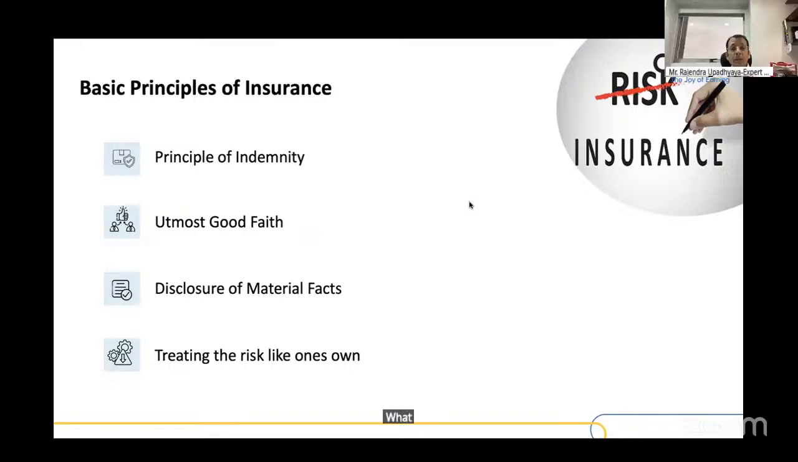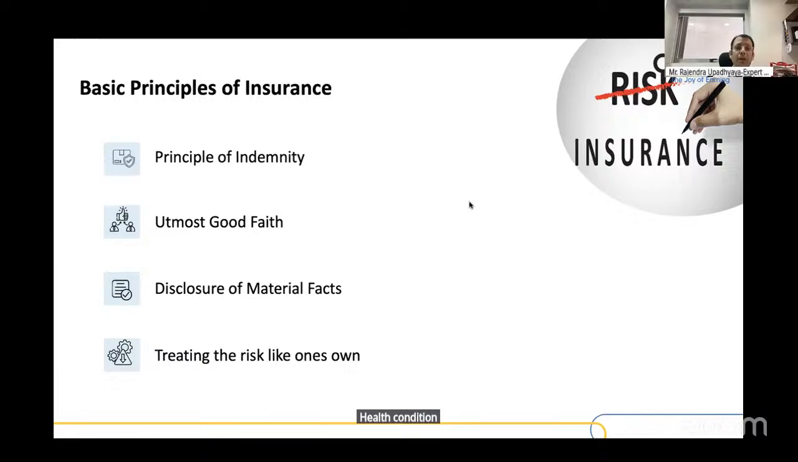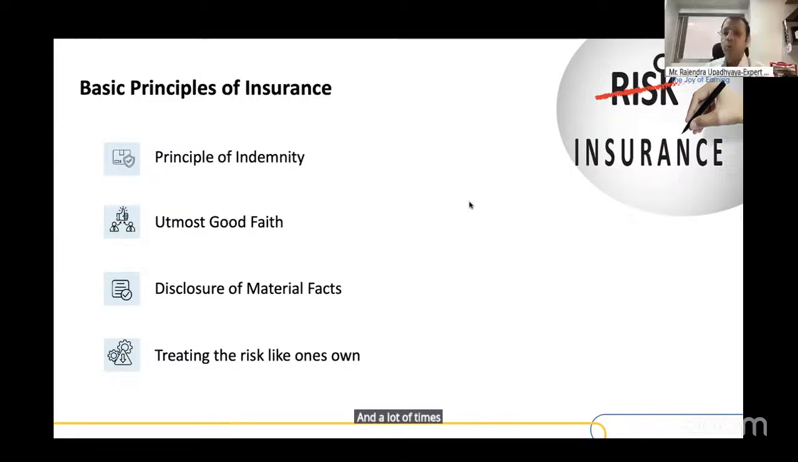What we also miss at times in insurance is that people don't realize that utmost disclosure becomes very important. For health insurance, I will have to declare my health condition. Similarly, what is relevant for your business is something that you need to declare. And a lot of times we tend to not declare those things.